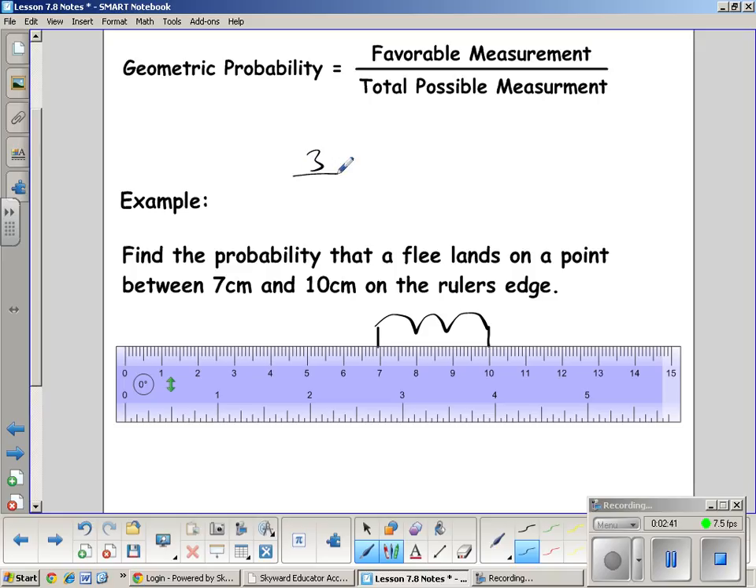Okay? Now how many possible were there on that ruler? 15. So the probability would be 1 out of 5. Or if they asked for it as a decimal, you'd say 0.2. Or if they asked for it as a percent, you would say 20%. Okay? Quite often probability is a fraction. It's always between 0 and 1.